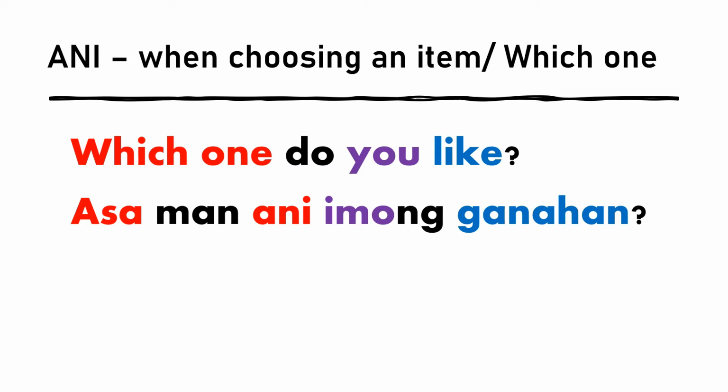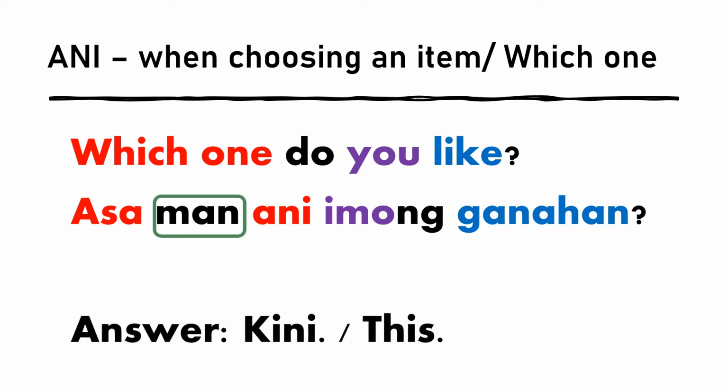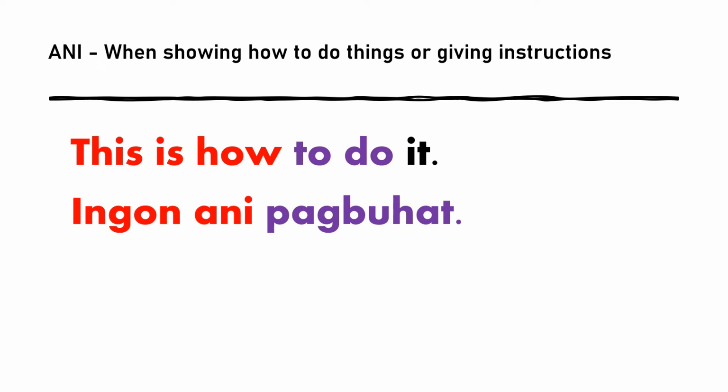We have man here. Actually, the purpose of man here is to give slight emphasis and to make the sentence or the question more polite. I do have a lesson about man and lagi. You might want to check on that one too. Okay, now to answer this, which one do you like? So to answer, you don't use ani, but instead you will use kini, which means this. Remember, when you're pointing, use the full word kini. Okay, let's proceed.